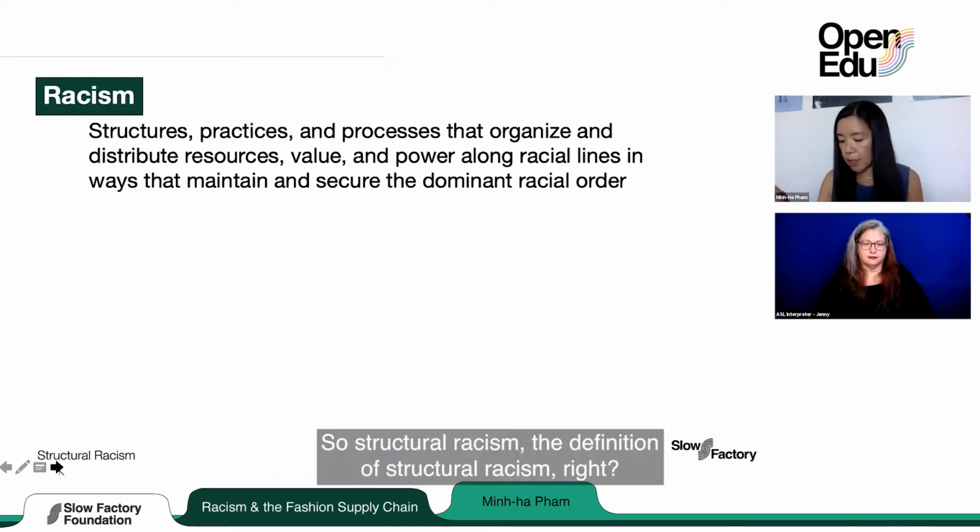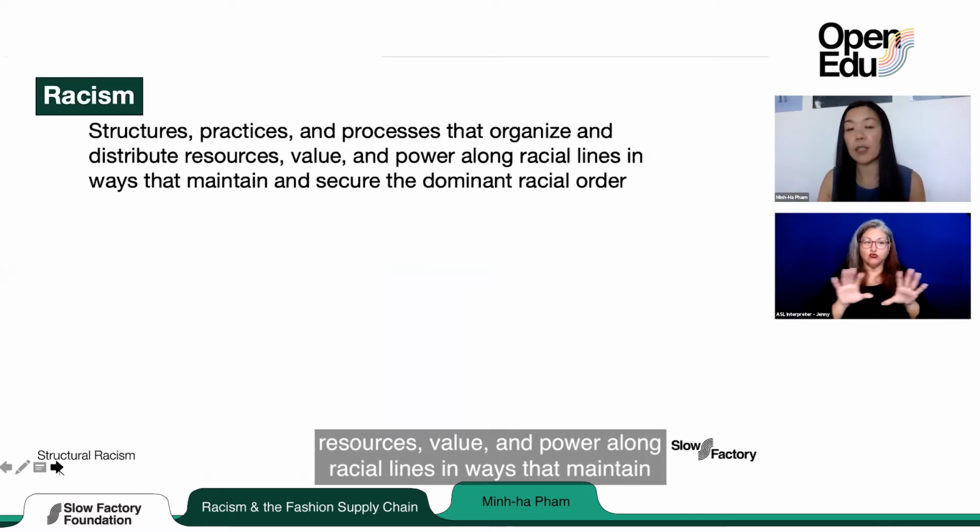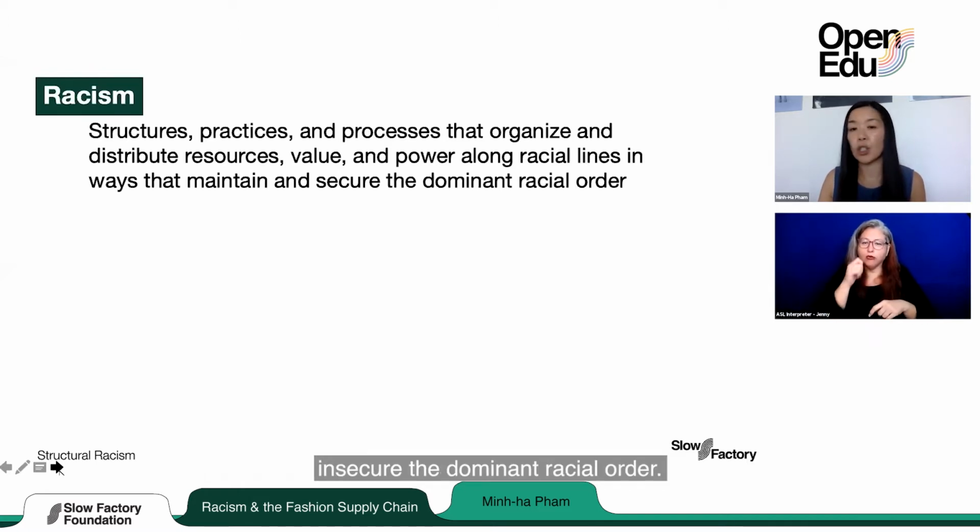So structural racism, the definition of structural racism, right, is any structure, practice, or process that functions to organize and distribute resources, value, and power along racial lines in ways that maintain and secure the dominant racial order.